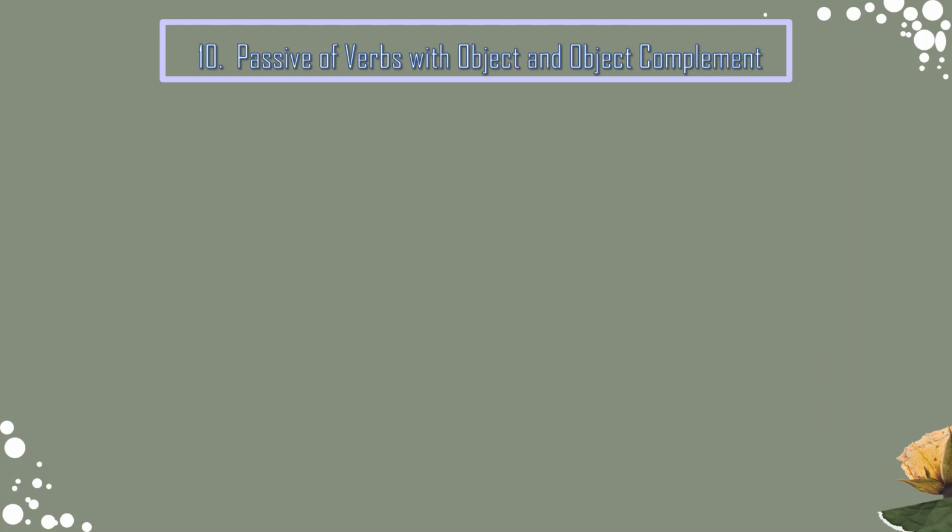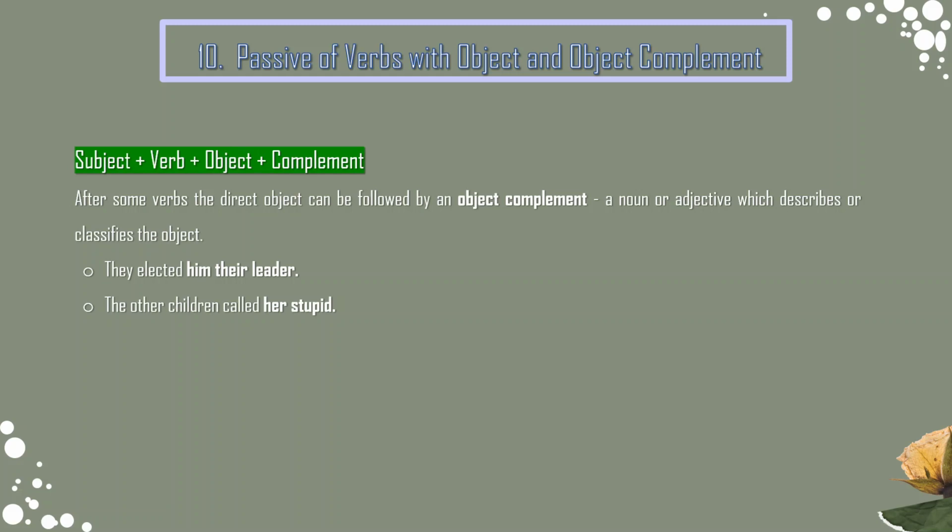And the last one is passive of verbs with object and object complement. Subject plus verb plus object plus complement is the formula. After some verbs, the object can be followed by an object complement, a noun or adjective which describes or classifies the object. For example, they elected him their leader. The other children called her stupid.